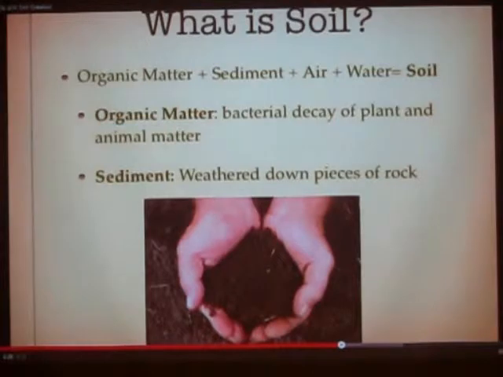Some of those are pretty big words, so let's take a minute and break it down. What exactly is organic matter? Organic matter is just bacterial decay of plant and animal matter. Essentially, this is dead plants and animals. What about sediment? Well, again, we talked about sediment. That is just weathered down pieces of rock. So again, organic matter, sediment, air, and water all together makes our soil.